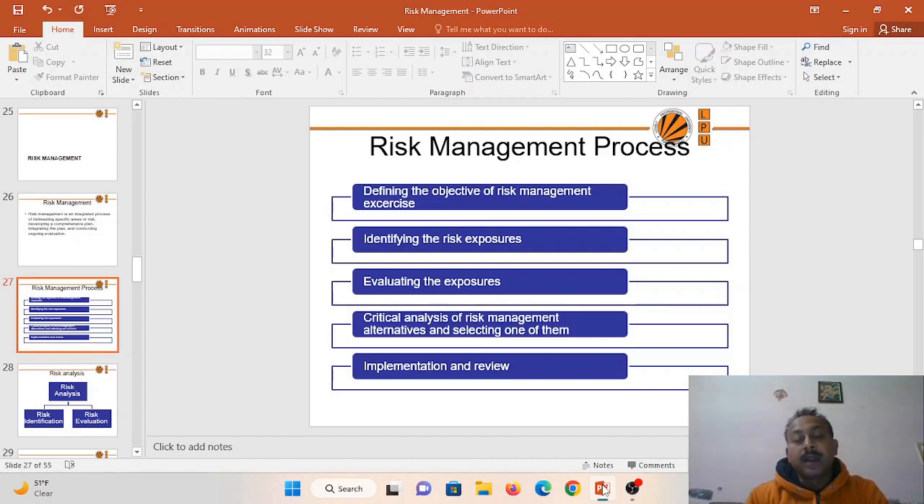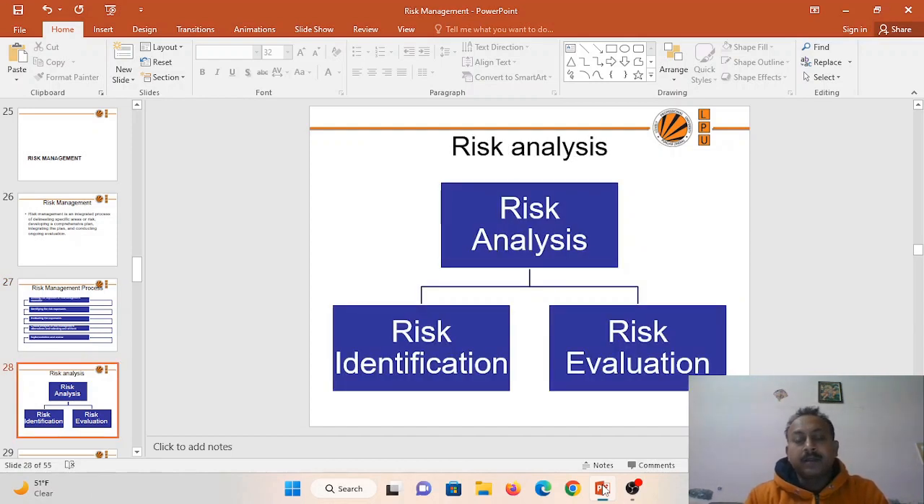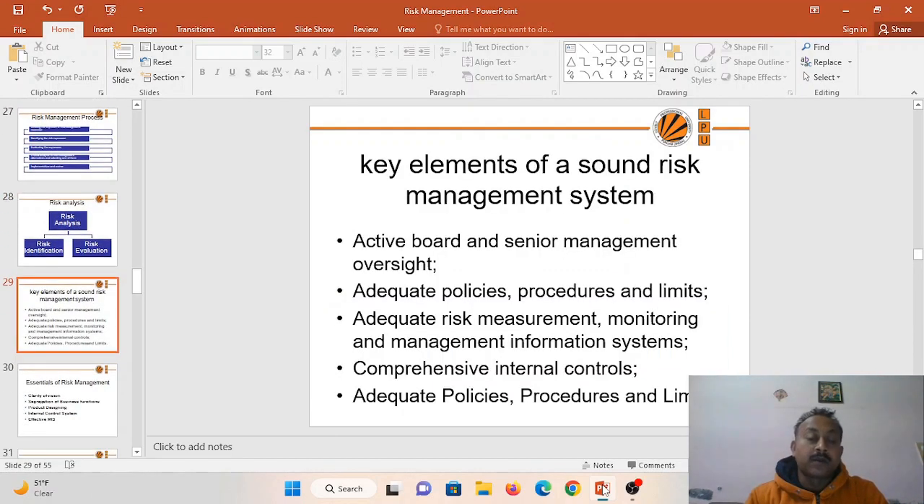Last, you have to implement whatever strategy you have defined, and then review this strategy at periodic intervals so that if something is going wrong, you can correct it as per the requirement. Risk analysis involves two segments: one is risk identification, and the second is risk evaluation. This is a must for risk management.